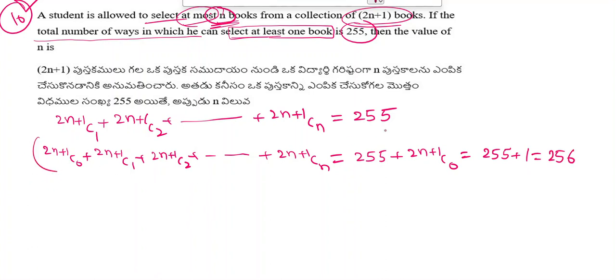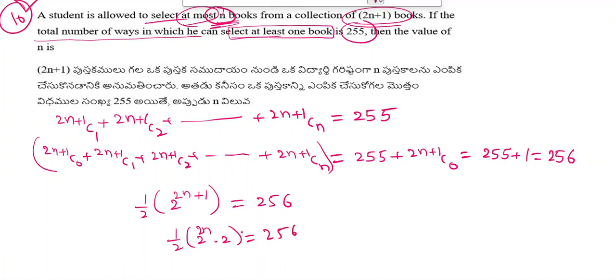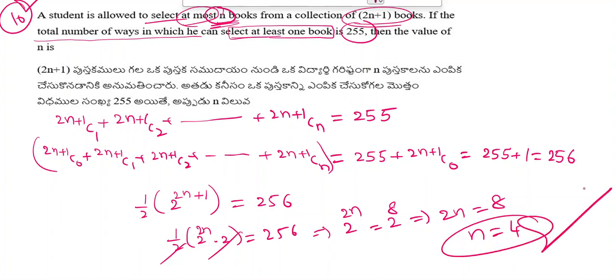So this is the formula from the binomial theorem. This value is half into 2 to the power of 2n plus 1, which is equal to 256. This is written as half into 2 to the power of 2n into 2 is equal to 256. Here the 2 cancels, so 2 to the power of 2n is equal to 256, which is 2 to the power of 8. Here the bases are equal, so equating powers, 2n is equal to 8, and n is equal to 4. This is the required answer.